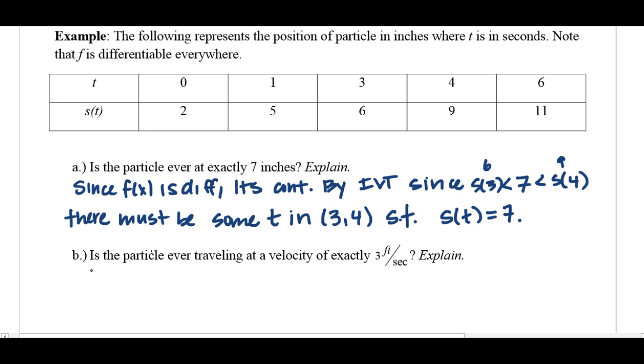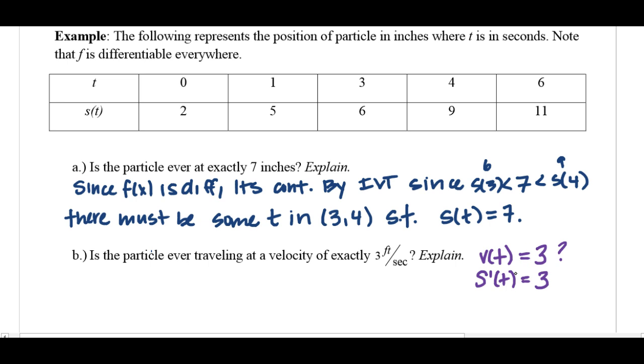So in part B, is the particle ever traveling at a velocity of exactly 3 feet per second? Explain. Alright, so we're given this table that has to do with position, but we're asked a question about velocity. Is v of t ever exactly 3? This is the question that we're being asked. Is there a time when this happens? Well, we have to relate that back to position. So it's like being asked, is there any time when s prime of t equals 3?